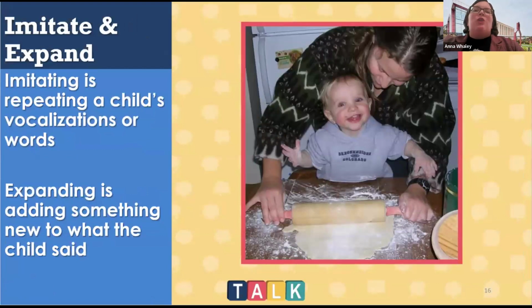The next strategy, among the eight strategies, is imitate and expand. I want to note here, sometimes I think we should call it imitate or expand, because to do the strategy, you can imitate or expand. You're not doing them at the same time, in the same utterance. So imitating is repeating a child's vocalization or words, and expanding is adding something new.